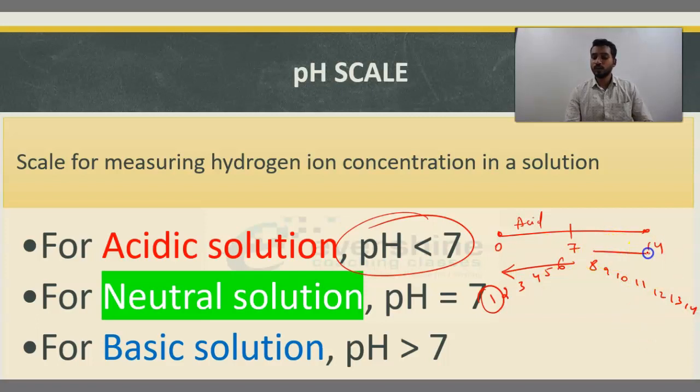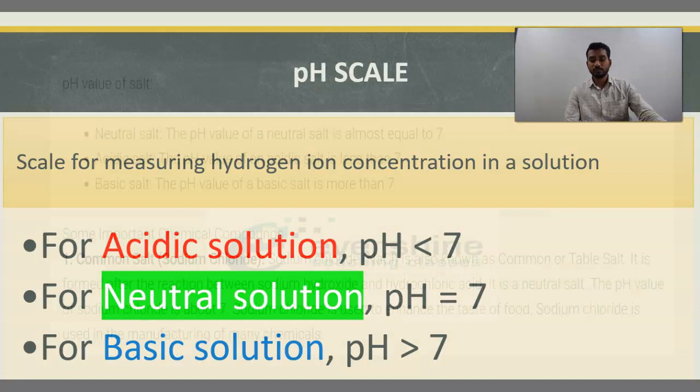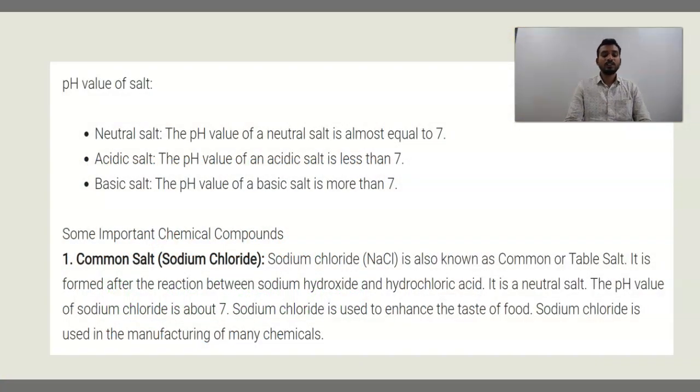The one who is going towards 14, that is called basic in nature. The one who is exactly 7, that is called neutral in nature. Less than 7 is an acidic solution, more than 7 is a basic solution, and exactly 7 is a neutral solution. Now, pH value of salt.